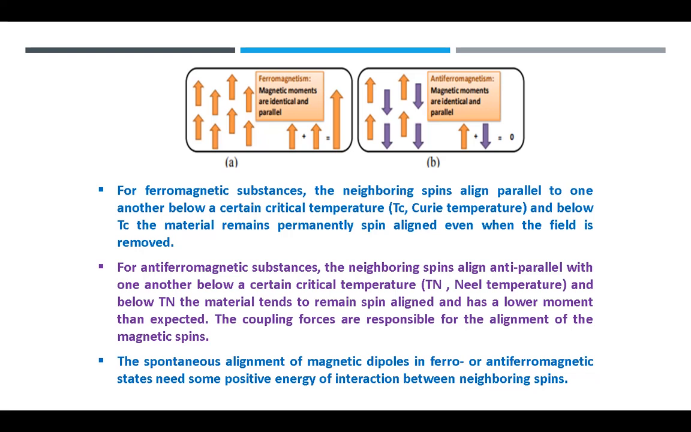In an antiferromagnetic substance, the neighboring magnetic centers are opposed to each other, but in a ferromagnetic substance, they are aligned parallel. The spontaneous alignment of magnetic dipoles in ferro or antiferromagnetic states needs some positive energy of interaction between neighboring spins.